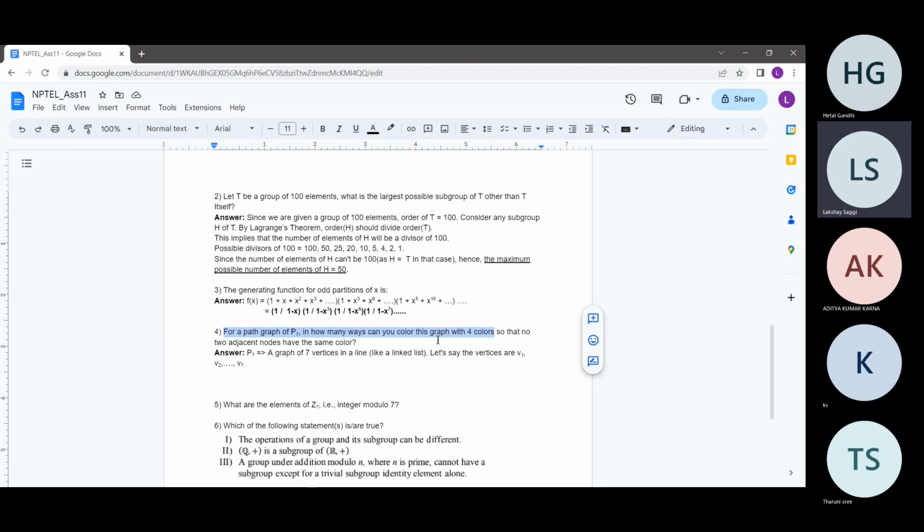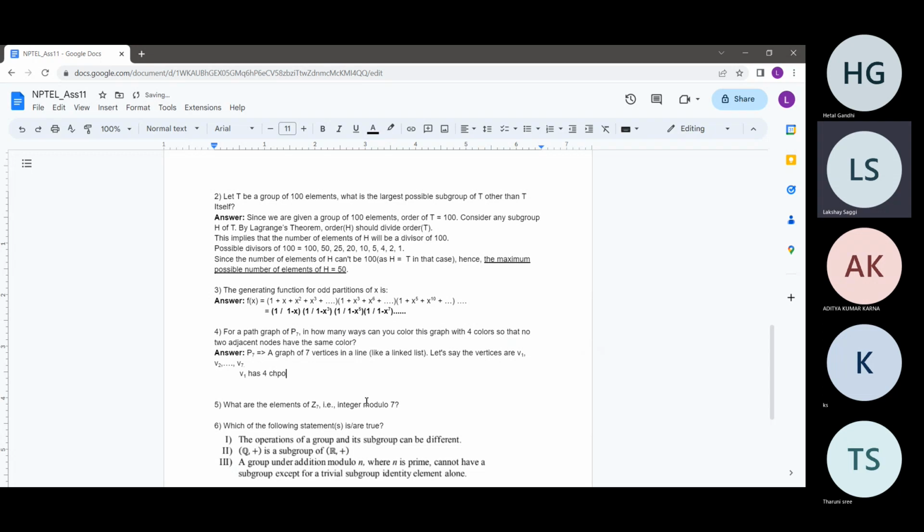In that case, we were only asked in how many ways we can color this with 4 colors. But now we have an additional constraint which says that no two adjacent nodes should have the same color, right? So now we actually want to calculate this. We can proceed in a similar manner as we counted earlier. Basically, we'll just count the choices for each vertex.